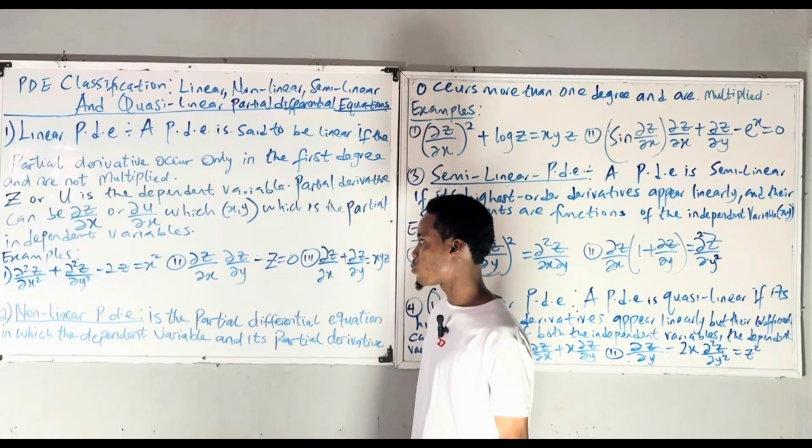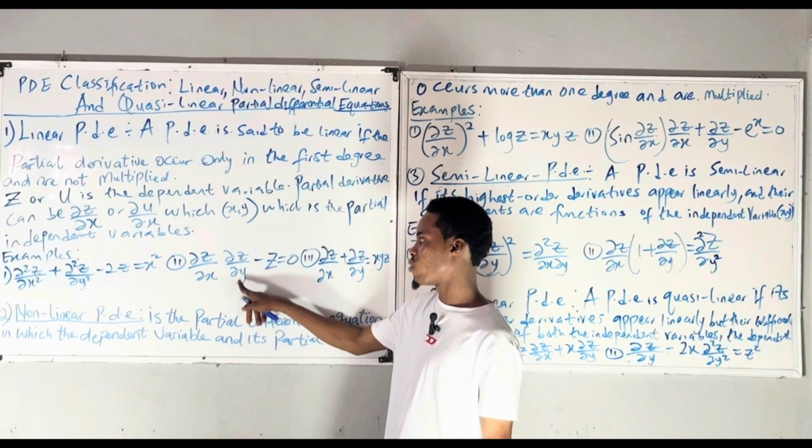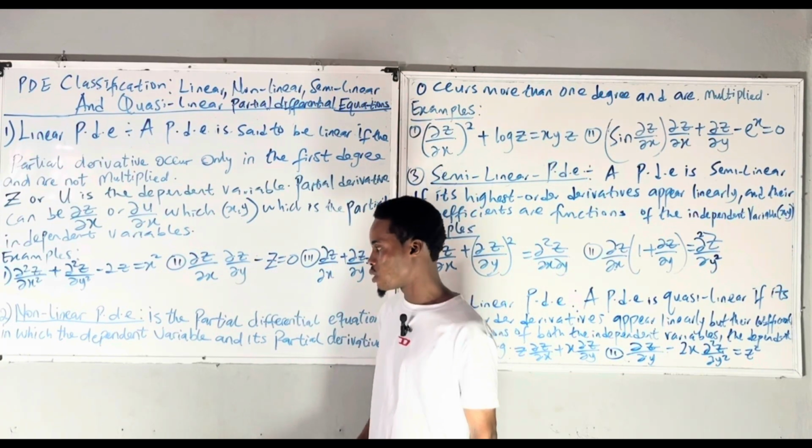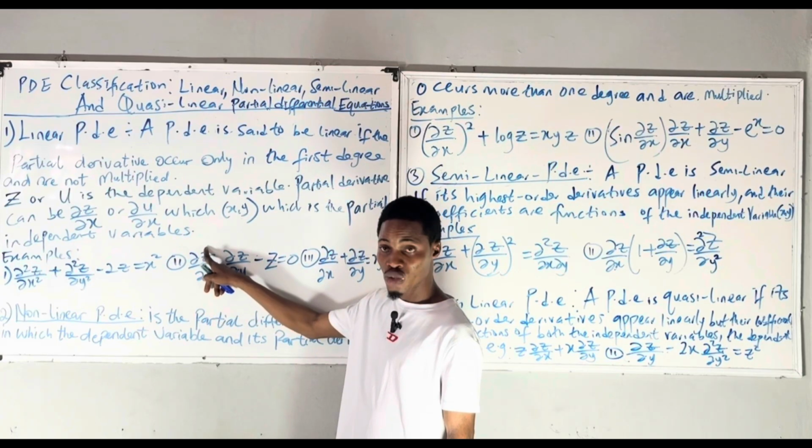You can see the second example. There's ∂z/∂x, there's ∂z/∂y, minus z. So let us check the order. The order is 1, the order is 1.